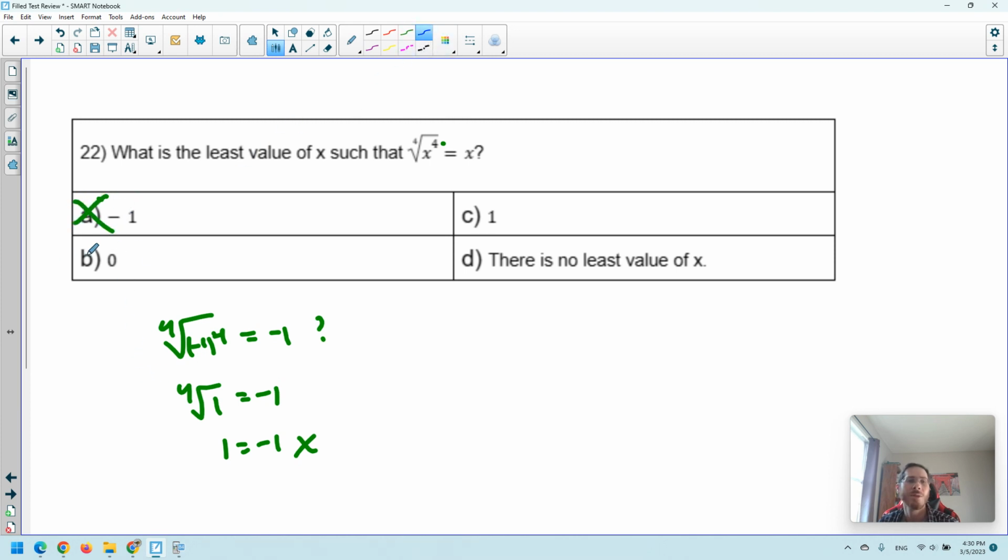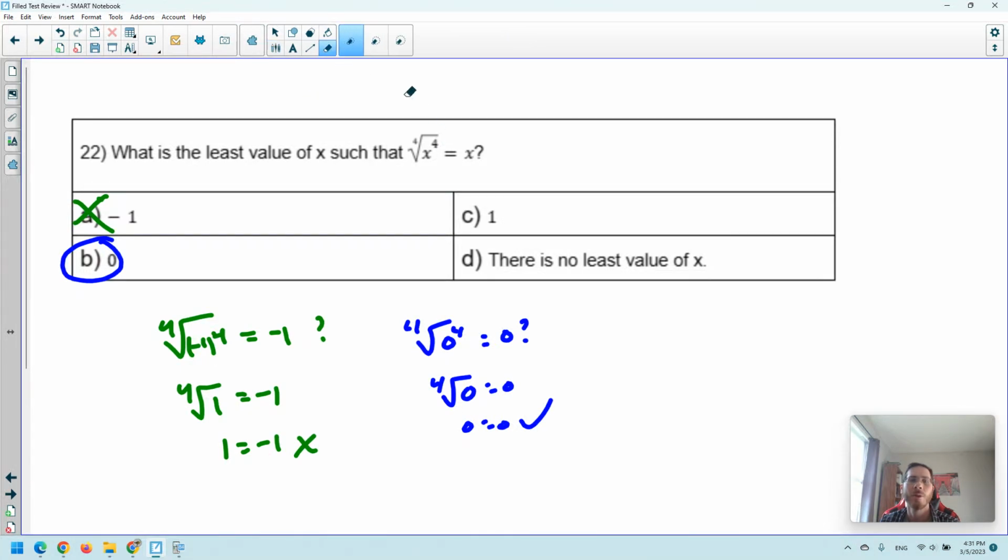If I tried 0, 0 is going to work though. The fourth root of 0 to the fourth is going to be the fourth root of 0, which is 0, so 0 equals 0. So that one will work out. The reason there's no lesser value of x is because we've already found one that wouldn't work. And then 1 is bigger than 0 already, so there's no point in even going beyond that. So that's how to sub them in.